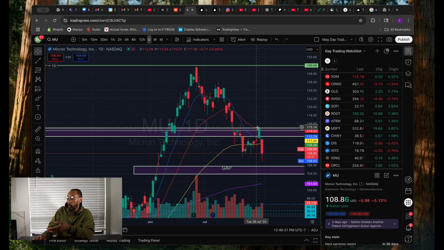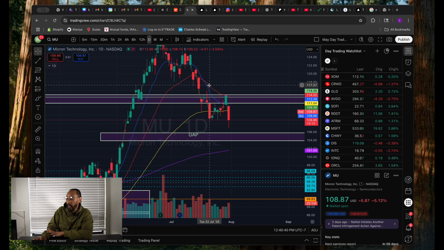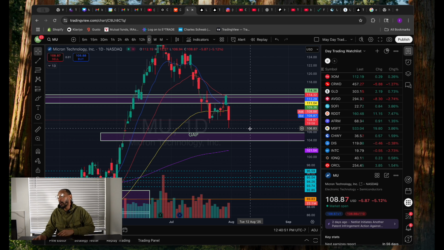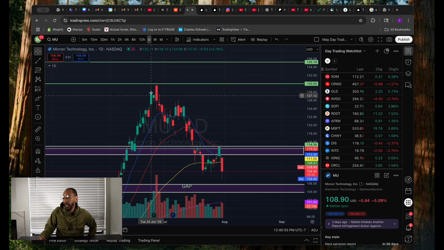And then, what we may do is look at this right here as a continuation gap to the downside. It closed right here at 116. It gapped down, and then it came down to 113, and now we're coming down. So that would be an exhaustion gap. Gapped up right here, sharp decline, and then it came down.